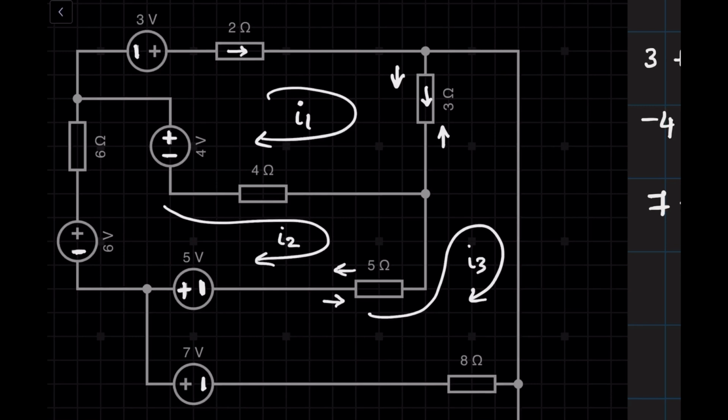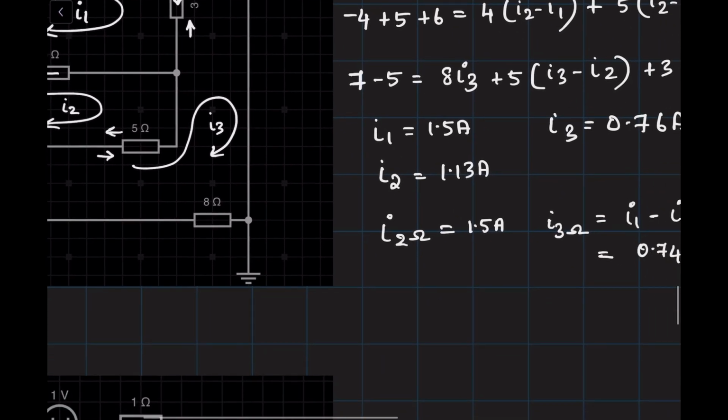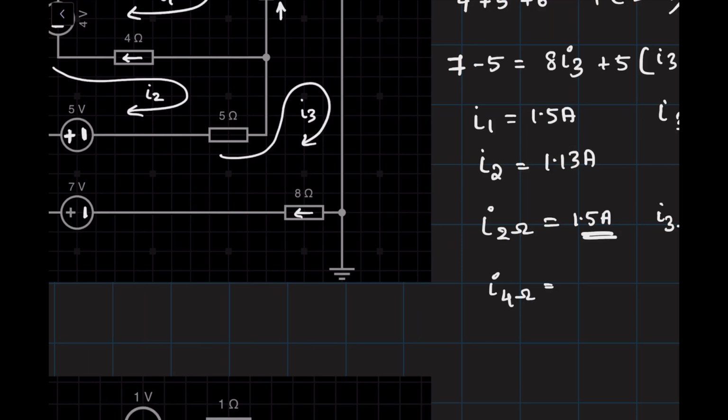and I1 is leading. So since both are positive, the resultant direction of the current through 4 ohm will be in the direction of I1. Understood? Because I1 is having larger magnitude than I2. So I1 minus I2 will be the answer for the current flowing through 4 ohm, which will be equal to, substitute the values, that is 1.5 minus 1.13 ampere. You get 0.41 ampere for the current flowing through 4 ohm resistor.